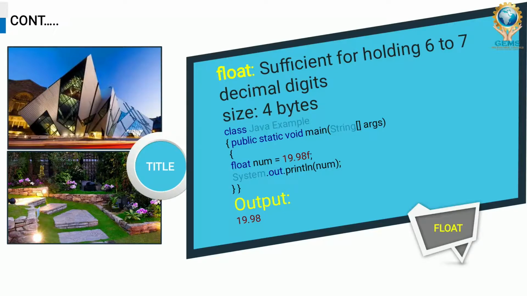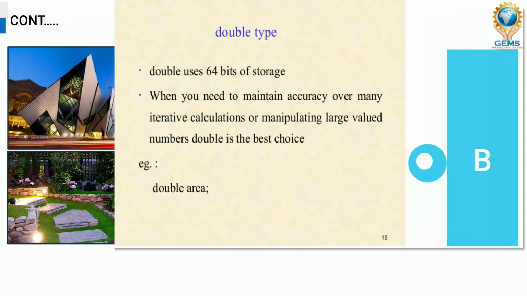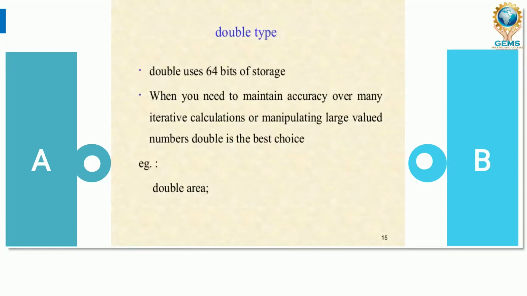Then simply float num equal 19.98f, System.out.println num. Then you will get the output 19.98. So the capacity of float here is 6 to 7 decimal digits, and the size is 4 bytes. So what is the advantage of the float? The usage of the float is to show the fractional values.